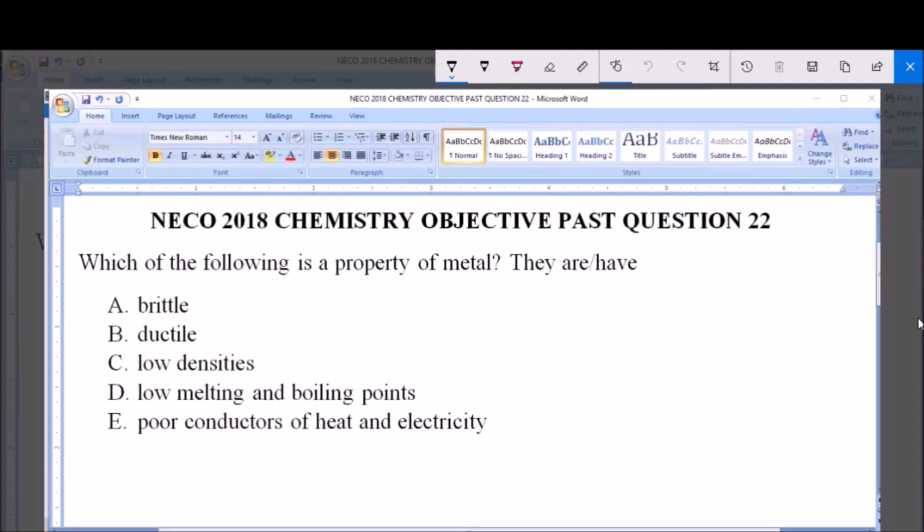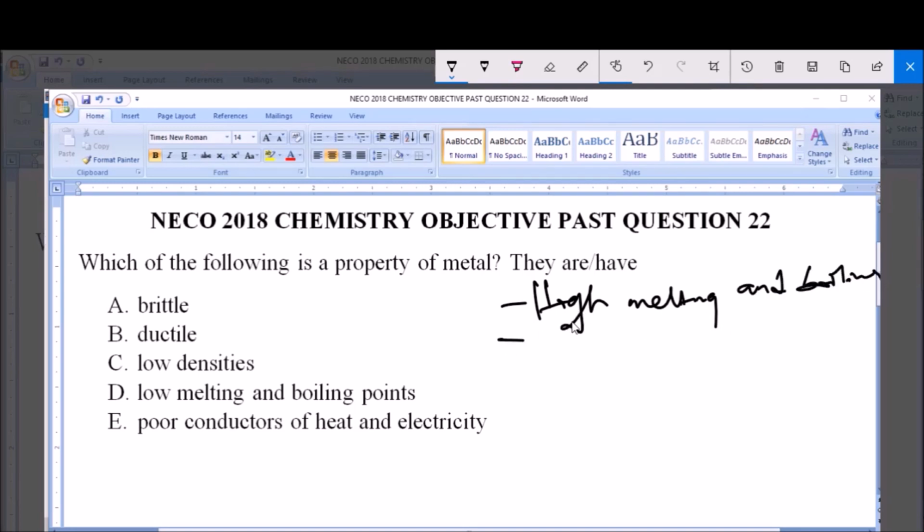Good day and welcome. I'll be answering NECO 2018 Chemistry Objective Past Question 22. Which of the following is a property of metal? Now, the physical properties of metal include: one, high melting and boiling points.